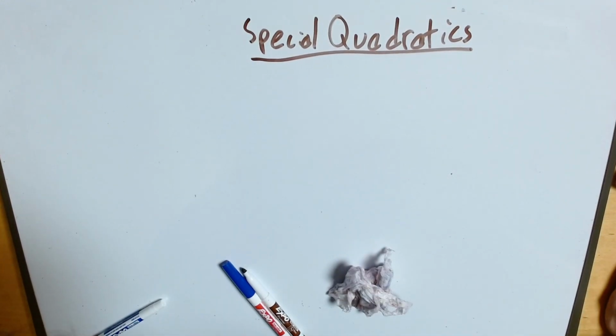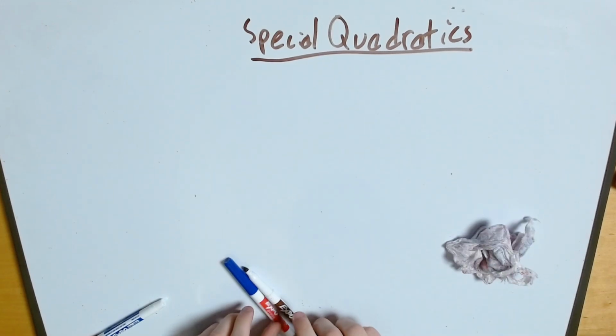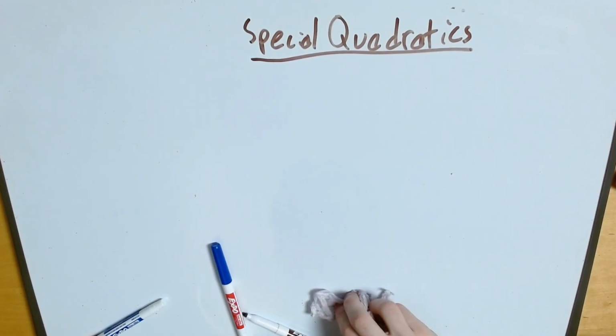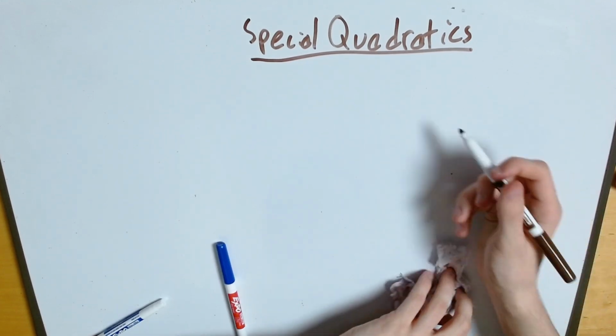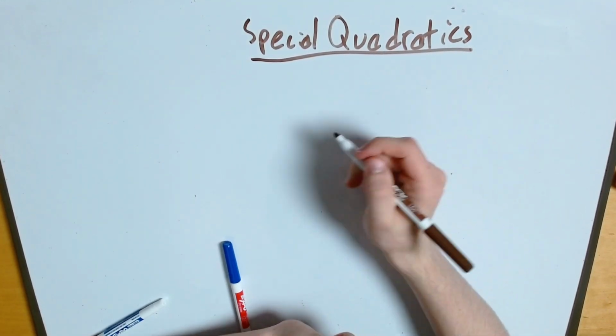Hi. We're going to be going over special quadratics. Types of quadratics that are pretty unique, and if you can spot their form, you can easily factor them. And they have to do a lot with perfect squares, right? Numbers that are squares of another number, right?